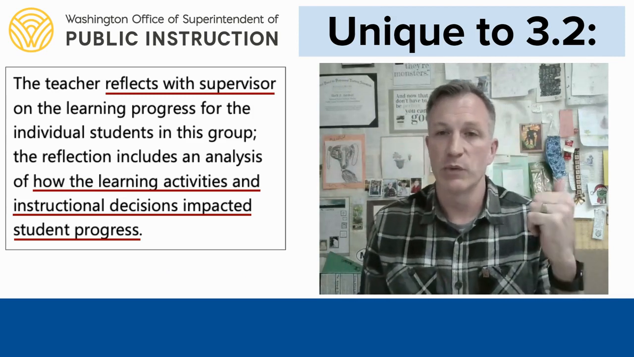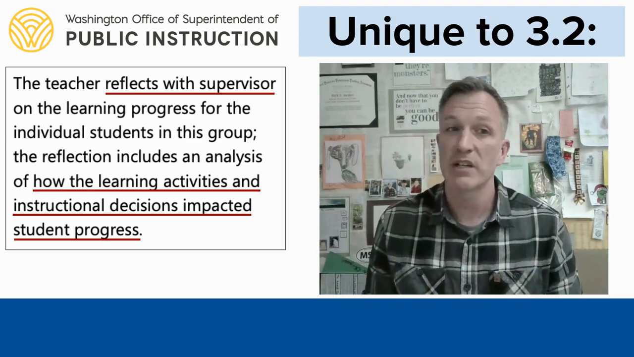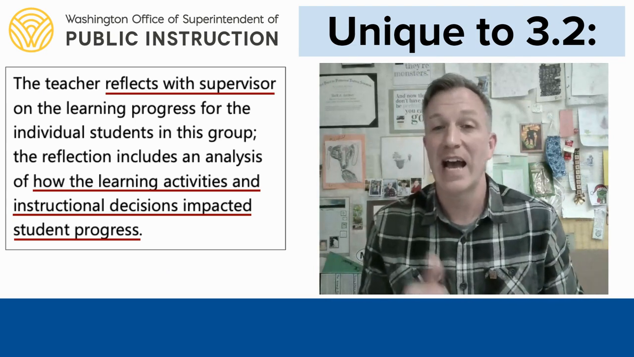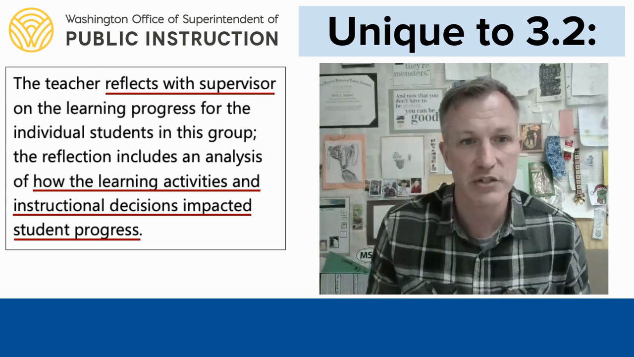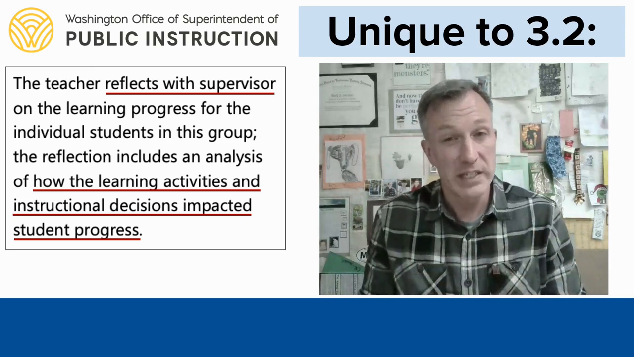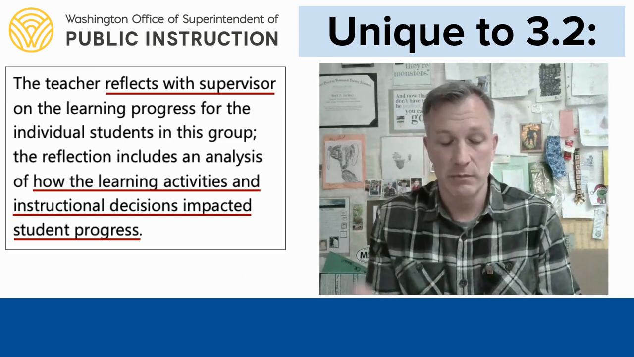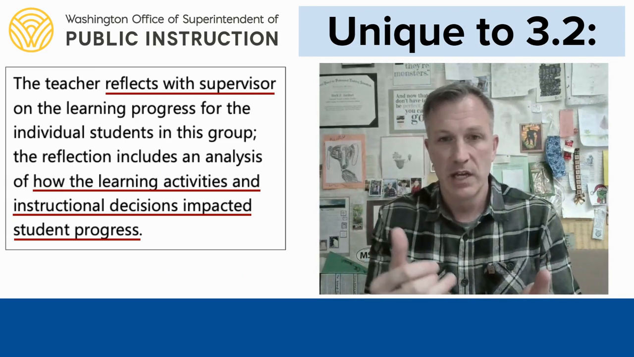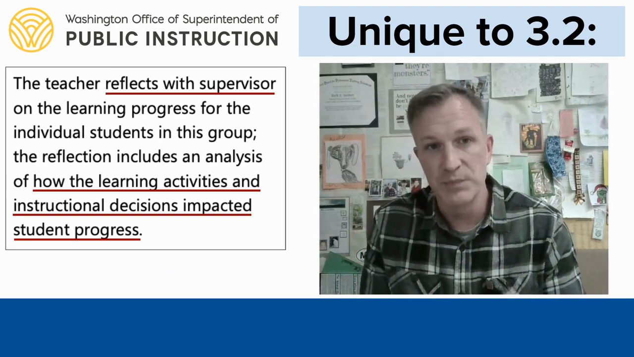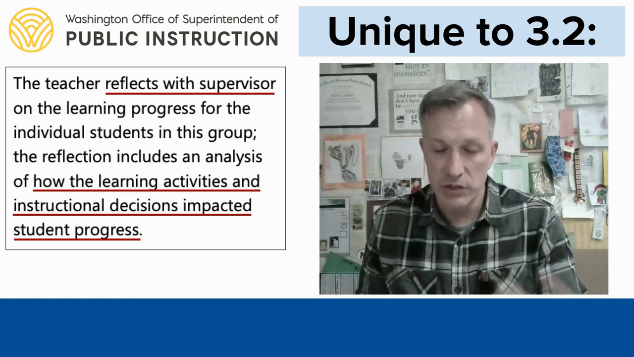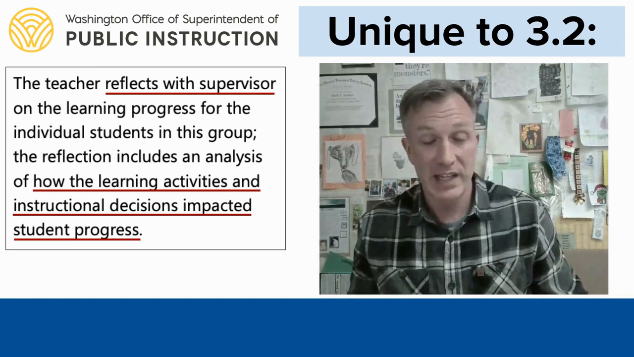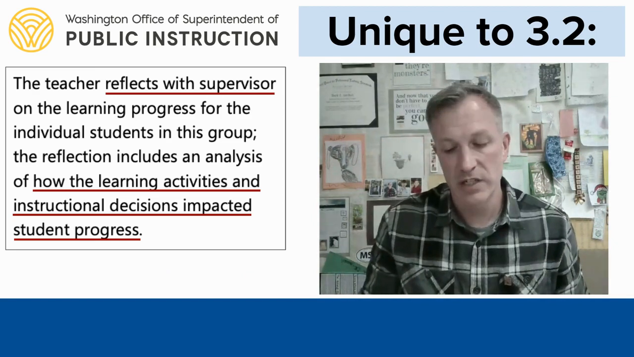What is unique to 3.2, which is our subgroup, remember that's our small group of students that we've crafted student growth goals for, is that we reflect with our supervisor on the learning progress for individual students within the group. And the reflection includes an analysis of how the learning activities and instructional decisions impacted student progress. So this is really about us looking at what we did in terms of what we put into the system, the planning, the assessment choices, the feedback we gave our students, and then looking at the impact that it had on our students. Did our actions result in the kind of student growth that we would hope for? If it did, why? If it didn't, let's break that down and try to understand what we might want to do differently next time.